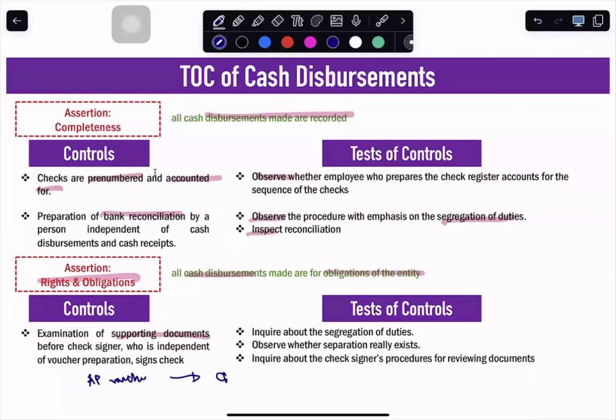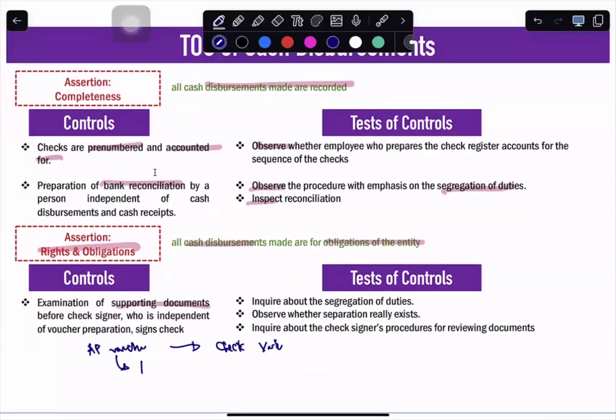On your AP voucher, you now prepare a check voucher. So what are the documents under your AP voucher? We have your purchase requisition, purchase order, receiving report, and your invoice. And now in your check voucher, someone will prepare, another one will sign, and another one will mail. So how do we test that control?